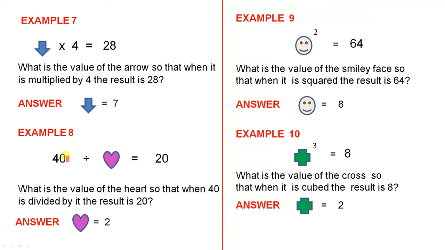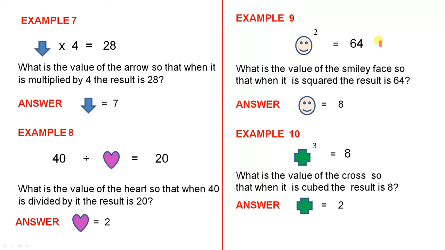Example 8. 40 divided by the heart gives you 20. What is the value of the heart so that when 40 is divided by it, the result is 20? So what number, when you divide it into 40, gives you an answer of 20? Well, the other way of checking it is 40 divided by 20 gives you 2. Let's check if the heart equals 2 works. 40 divided by 2 is 20. 2 divided into 40 is 20. So the heart is 2.